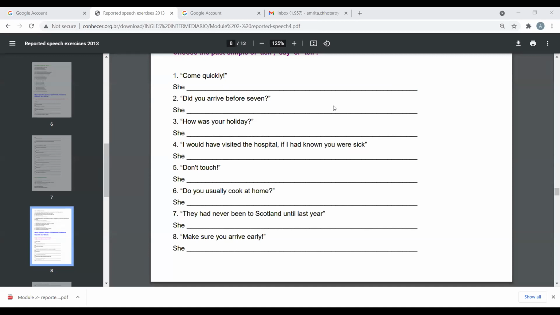For say, you do not need an object. You don't say, he says me. You simply say, he says. That's it. You do not need to say who you are saying it to. Ask for question. Say for everything else. And tell when you need an object, the person, after asking a question or telling something. So tell is usually followed by a person.